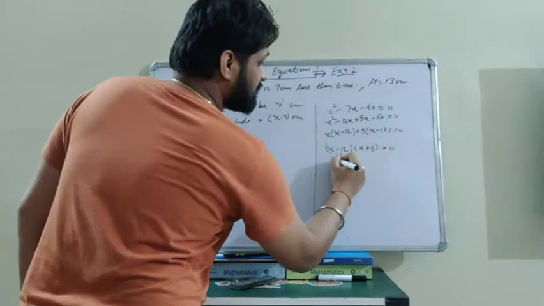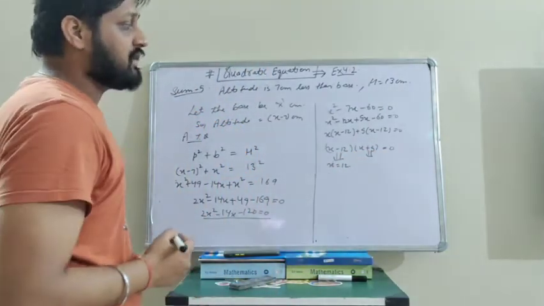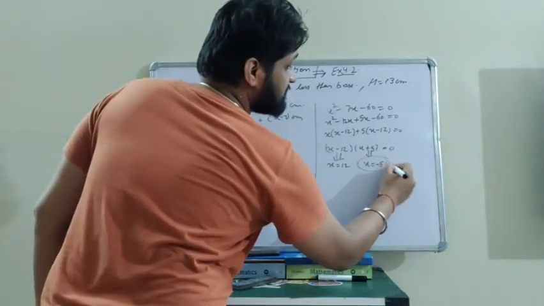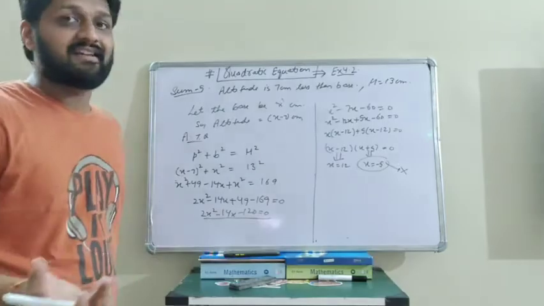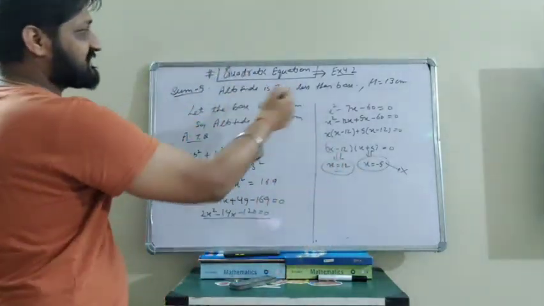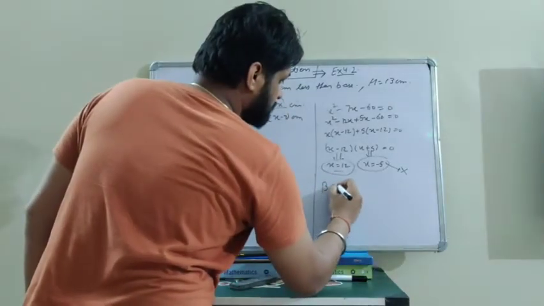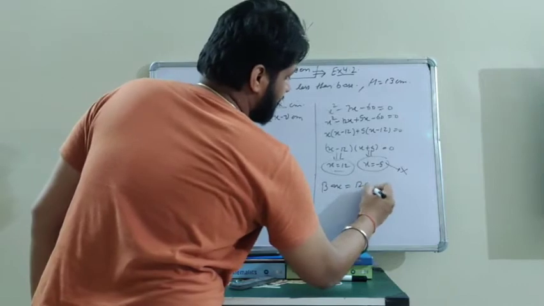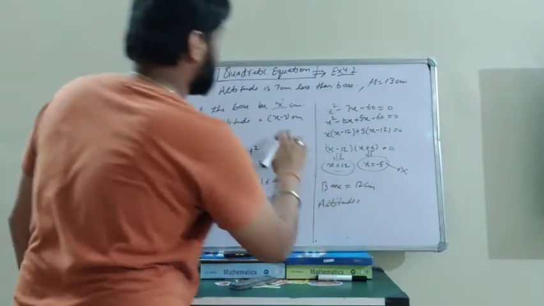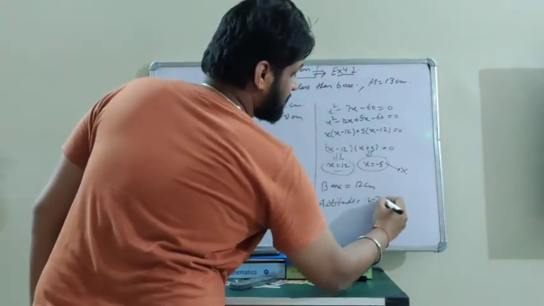When we put this equal to 0, we get x is equal to 12. When we put x plus 5 equal to 0, we get the value of x is equal to minus 5. This is not possible as a side cannot be negative. So x will be 12. So what is x? We have assumed base. So base will be 12 centimeter, and what is altitude? Altitude is x minus 7, that is base minus 7. 12 minus 7, that is 5 centimeter.